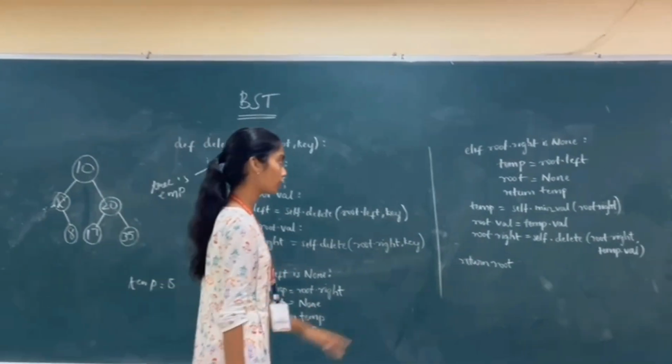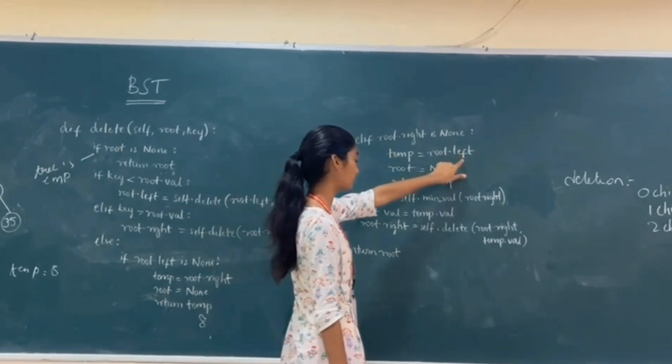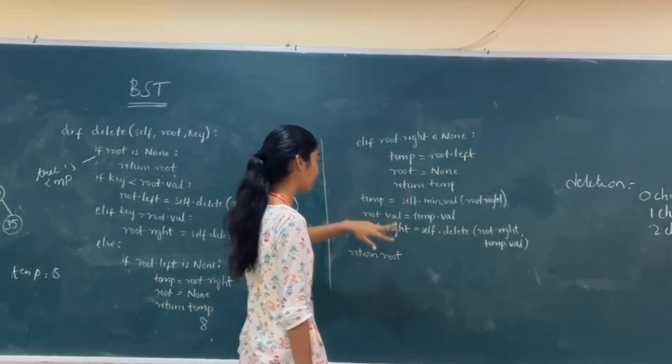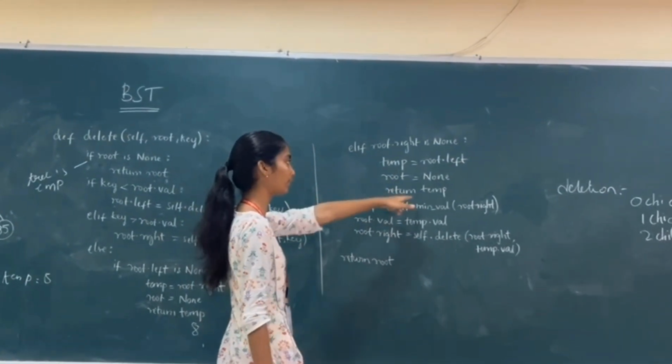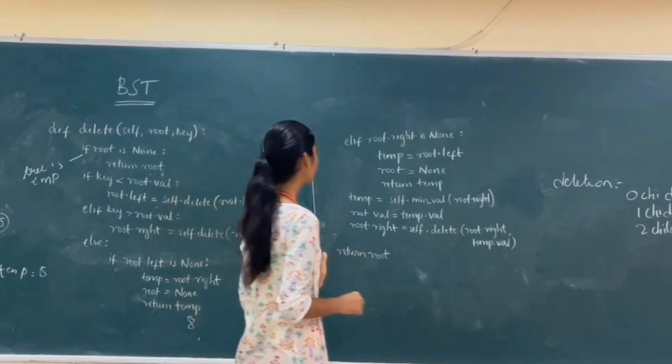Let's see if root dot right is None. In the same way, you have to store that root dot left in temp, make the root None, and return the temp.